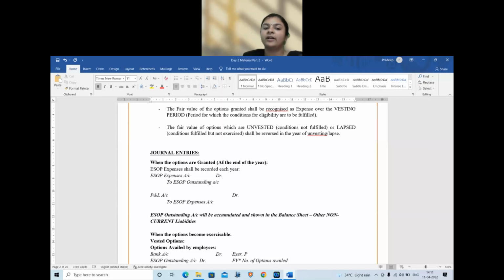Now the expenses will be recorded as ESOP expenses account debit to ESOP outstanding, to the extent of options vesting during the year. In other words, if there are any unvested options during the year, you can net it off, and the net amount can be considered for the amount of expenses to be recognized. So we can make a note of it. Yes, unvested options can be reversed.